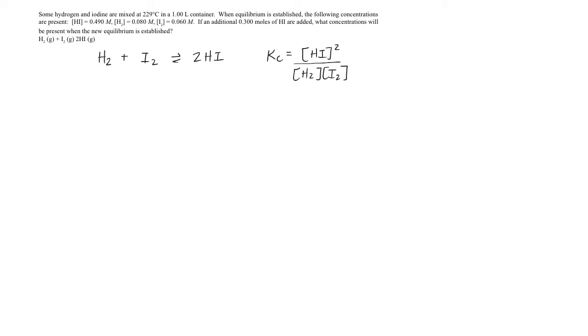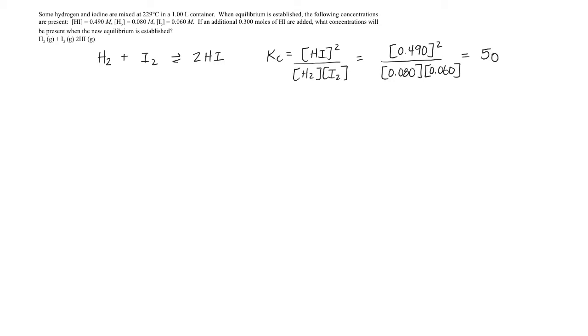You should notice that we're not given a value for Kc. However, we are told about the concentrations present at equilibrium in the problem. So we can calculate our equilibrium constant. The concentration of HI at equilibrium is given for 0.490 molar, and for H2 is 0.080 molar, and for I2 is 0.060 molar. So Kc will equal 50.